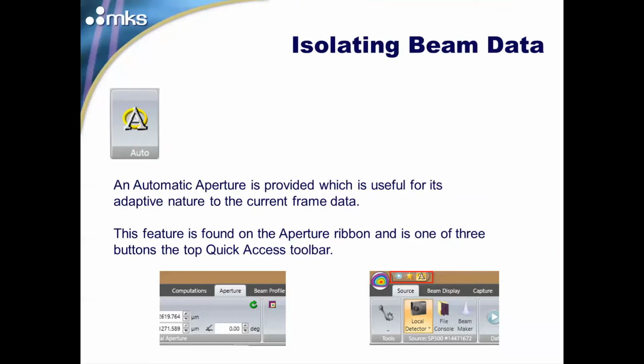This feature is found either on the aperture ribbon, where you'll be looking for this button here, or it's always available as one of the 3 buttons in the quick access toolbar just in the top corner of the application. So we have the start and stop, Ultracal, and auto aperture as quick tools up in the top corner.